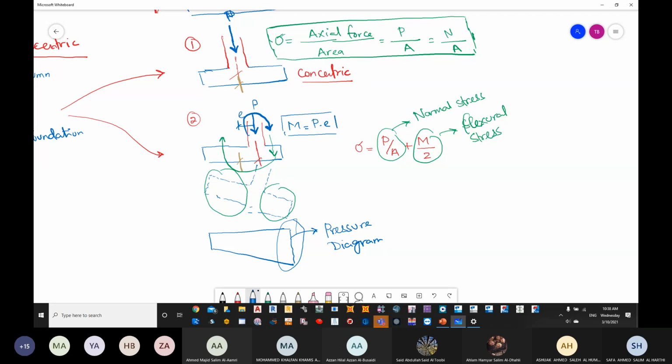The location where the bending is occurring, or where more bending is happening, the direction in which it tends to bend is going to have more pressure.